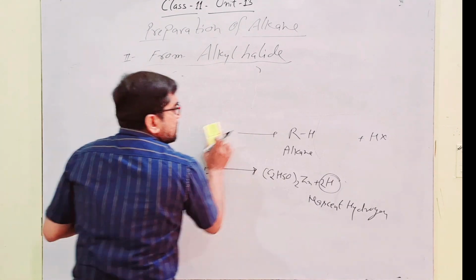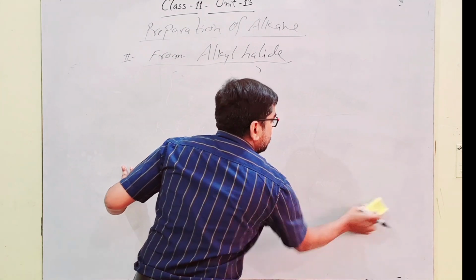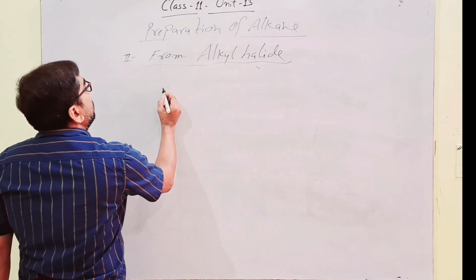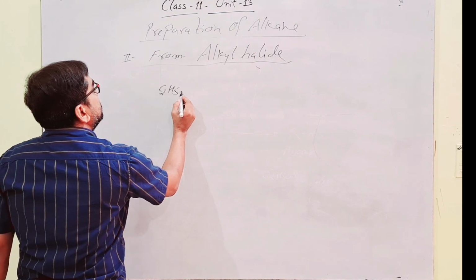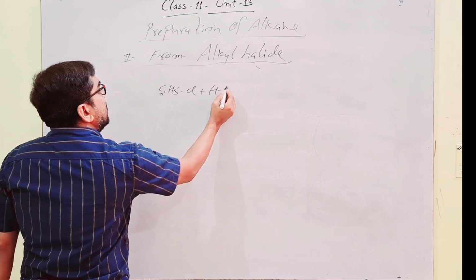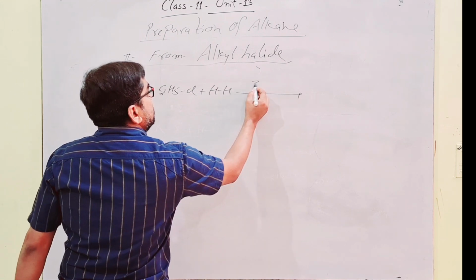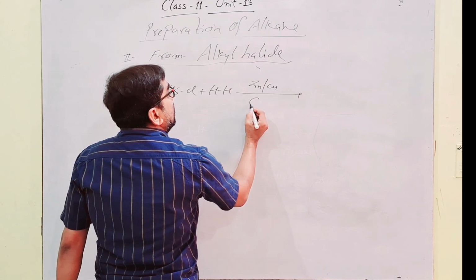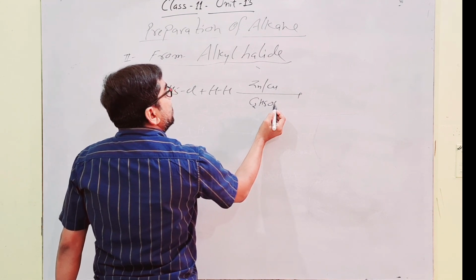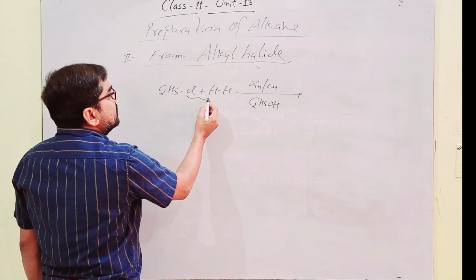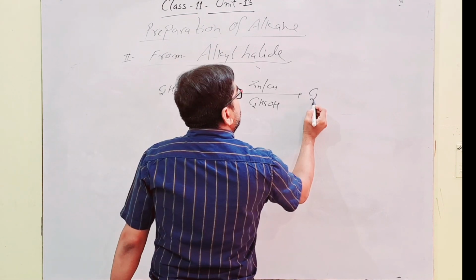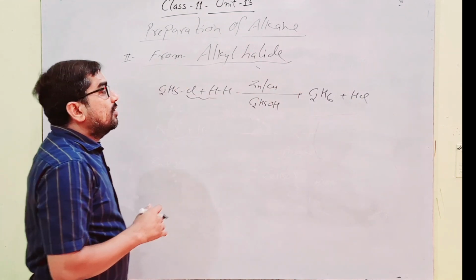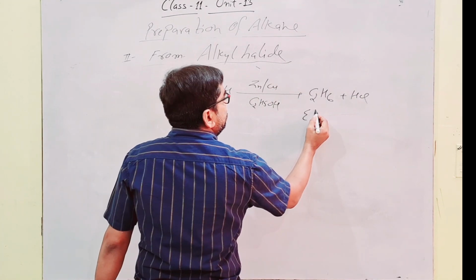So the real example is C2H5Cl is reduced by hydrogen in zinc copper couple with alcohol C2H5OH. Now elimination of HCl, C2H6 plus HCl, alkane is formed. This is ethane.